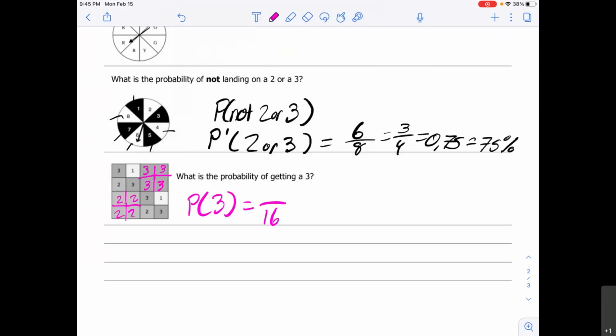So this is the answer for your second problem of your check. I would like you to put this one in as a decimal. So I want you to finish finding the probability of getting a 3 and put it in as a decimal. Please let me know if you have any questions.